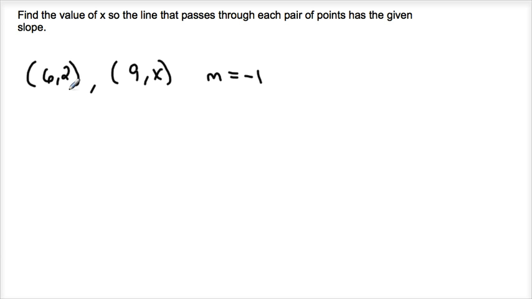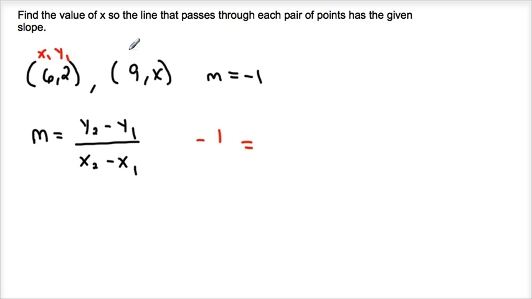So we have the ordered pair (6, 2) and another ordered pair (9, x), and we have a slope of -1. If we recall the slope formula, it's m equals y sub 2 minus y sub 1 all over x sub 2 minus x sub 1. Okay, and now let's go back and plug in. m is my -1, so -1 equals y sub 2, if you want to label these, x1, y1, x2, y2.